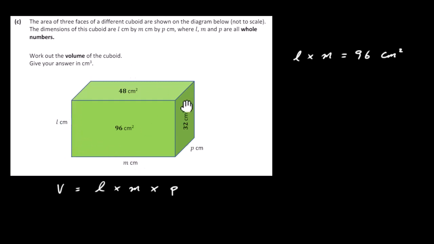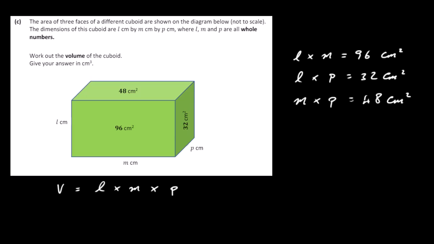So let's do this side here. 32 is going to be equal to P times L. So 32 is going to be P times L, or L times P is equal to 32 centimeters squared. And then we have the one on the top here as well, which is 48. That's going to be M times P. So M times P is equal to 48 centimeters squared.